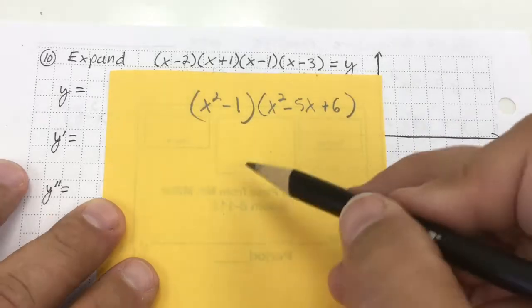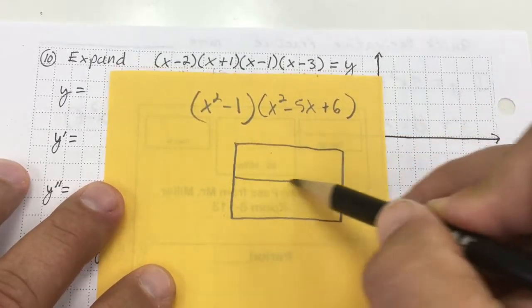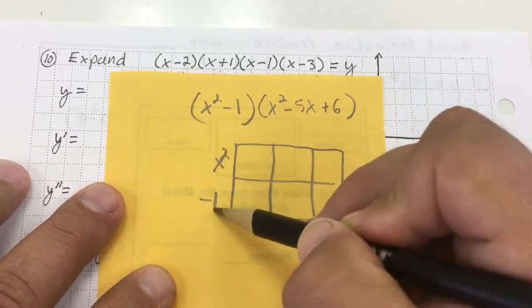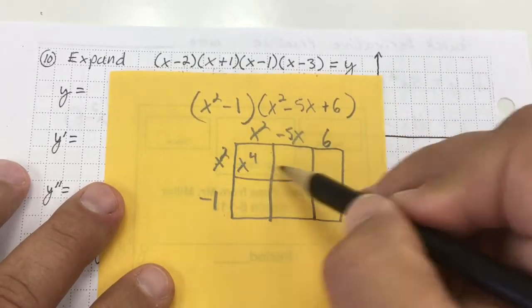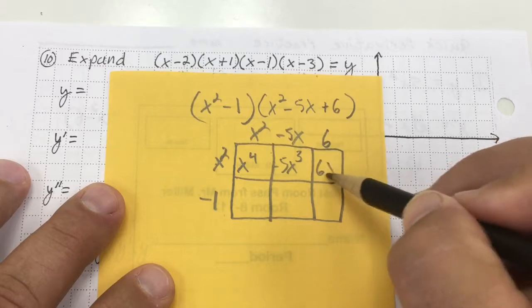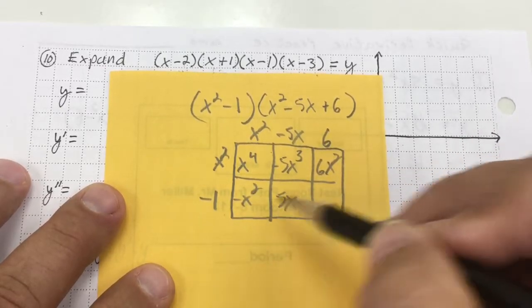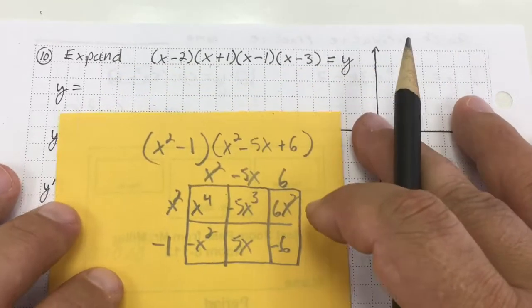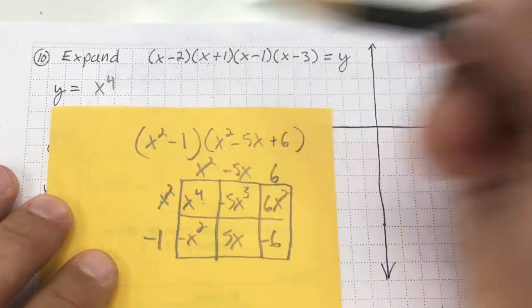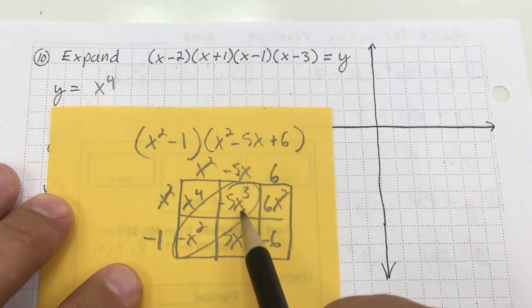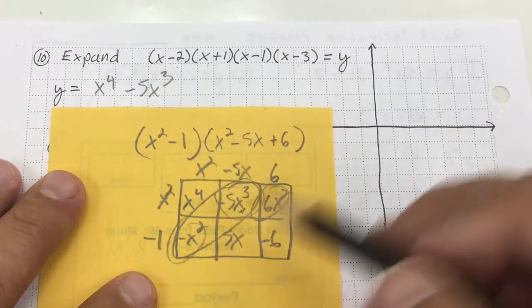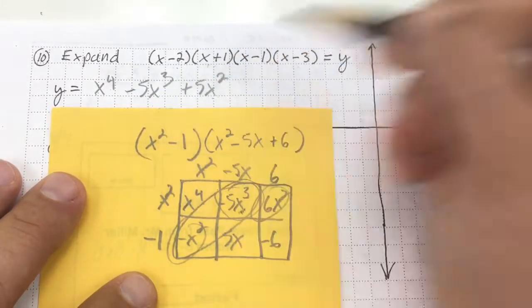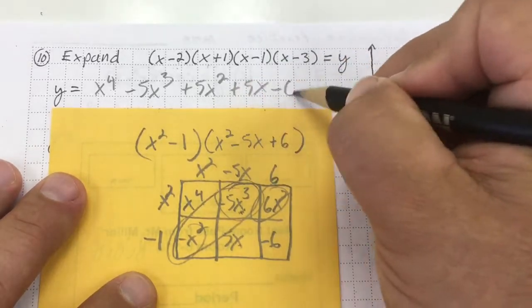I have to further expand this. I'm going to use a Punnett square just to organize my data a little bit better. So the x squared minus 1 and the x squared minus 5x plus 6. X squared times x squared is x to the fourth. Then negative 5x cubed, times 6x squared, negative x squared, positive 5x, minus 6. So my expansion is going to be x to the fourth, minus 5x cubed. I have to combine these. Plus 5x squared, plus 5x, minus 6.